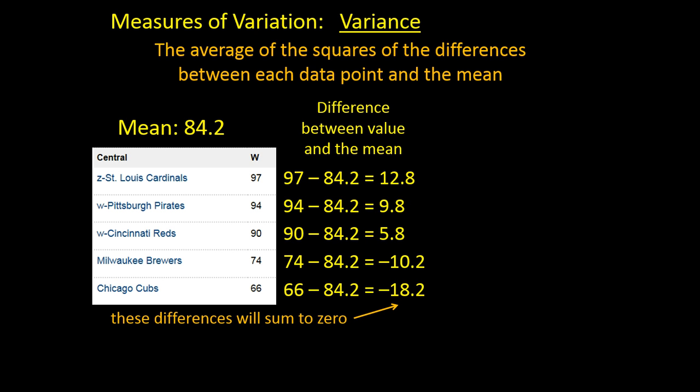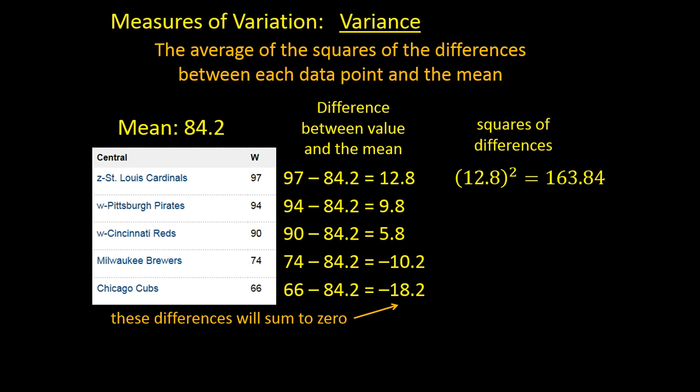And because of that, you can actually check a little bit of your work at this point. All of those differences will have to sum to 0. That's because we're looking at the mean as being like a balancing point for all of these numbers of wins. And we have found how far from that balancing point, how far from that center, each of the wins for the teams really were.